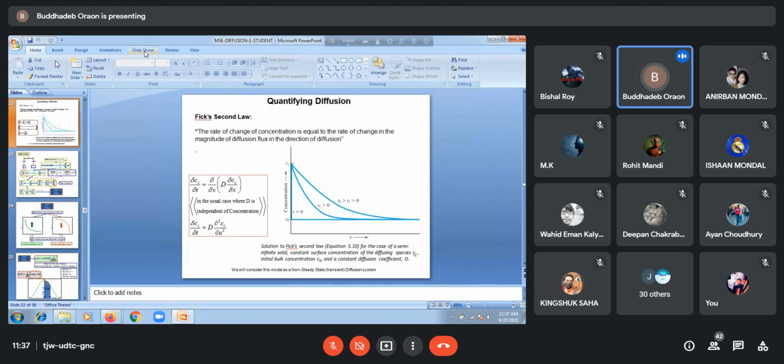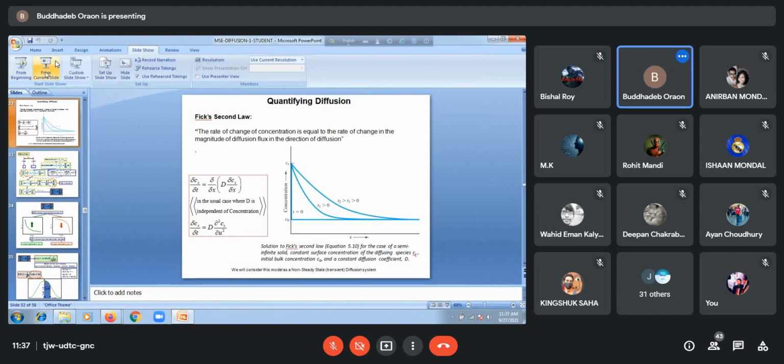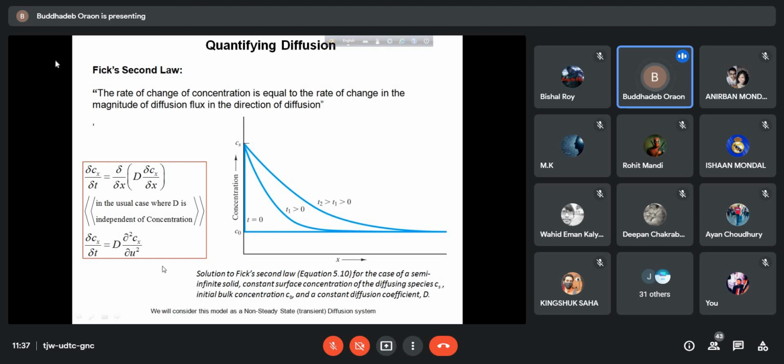So in the last class we were discussing the topic, Fick's second law, and we have seen this differential equation, where the concentration is a function of two variables, time and distance. So we need the solution of this equation.